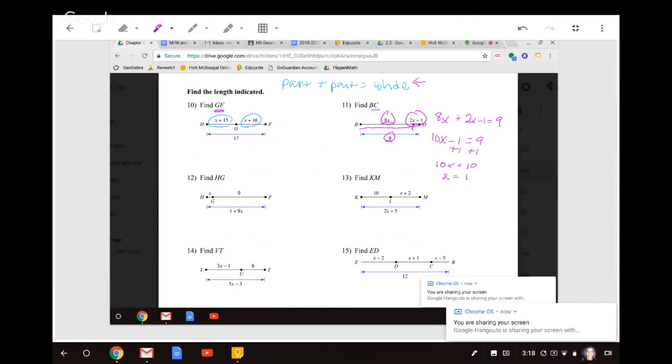Okay? But now remember that's not your answer because it wants you to find the length of that portion of the segment, okay? So up here we see that BC, that part of it equals 8x, right? Right. So if BC equals 8x and x equals 1, then BC would equal just 8. Okay.